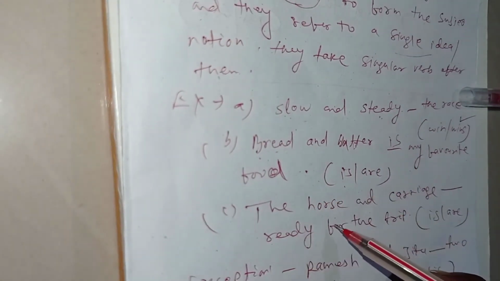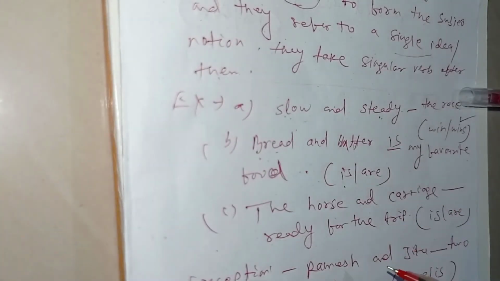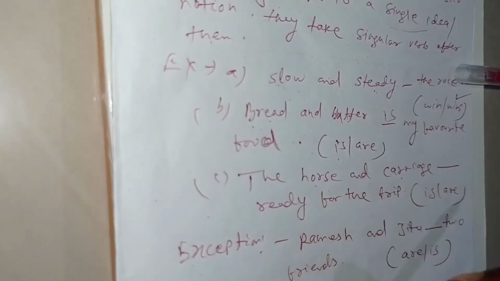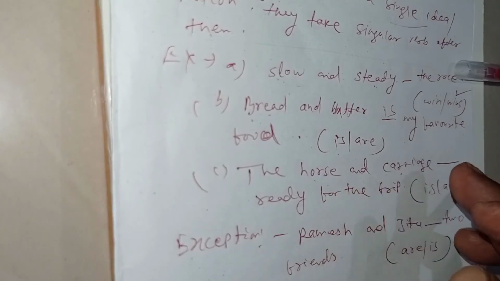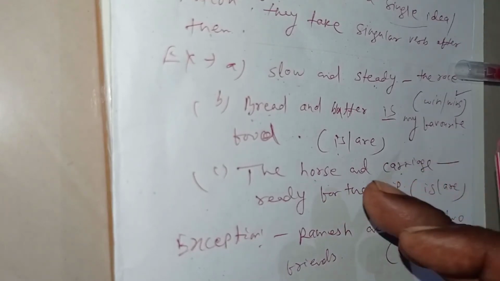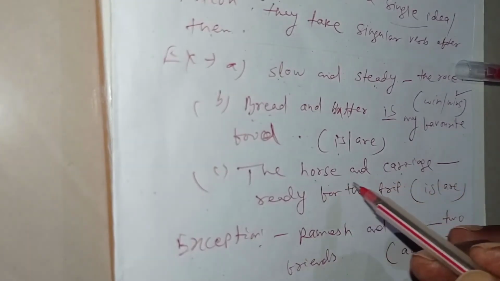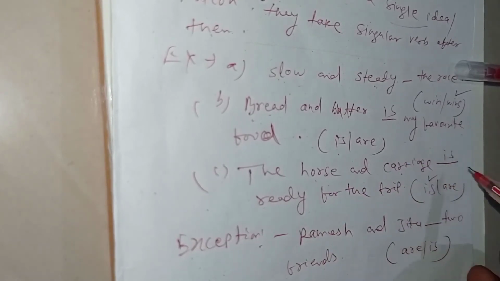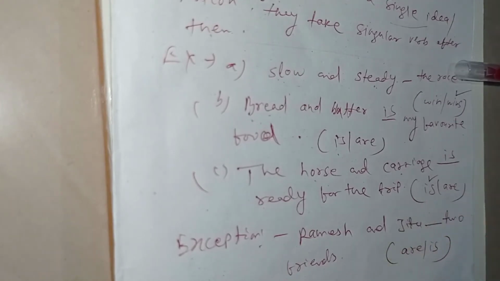Similarly, the horse and carriage are ready for the trip. Here, horse and carriage, two singular nouns, but they are used for one purpose, jointly. So the idea or notion is singular. That is why it is treated as a third person singular subject, and is is correct. So you have to use is. The horse and carriage is ready for the trip.